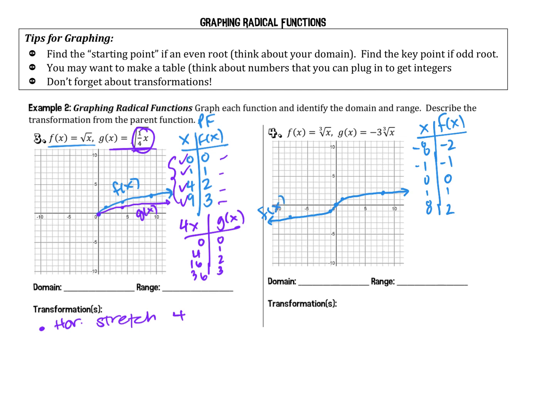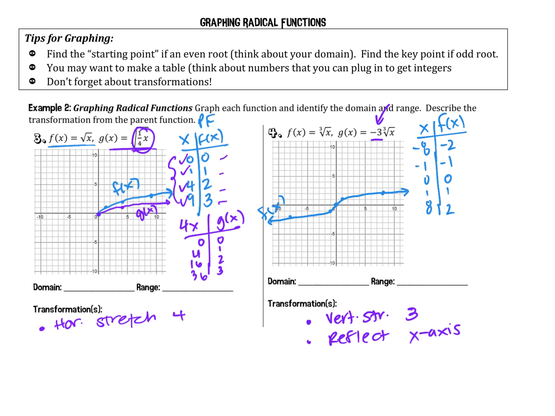Now let's look at transformations. How is this function g different than my parent function f? Well, there's two things that are happening. There's that 3 in front, so we are vertically stretching by a scale factor of 3, and we are reflecting across the x-axis. And since those are both things that are just being multiplied, the order that you list them in doesn't matter. So you could say reflect across the x-axis and then vertically stretch by a scale factor of 3.